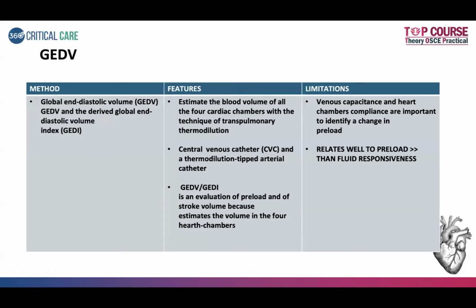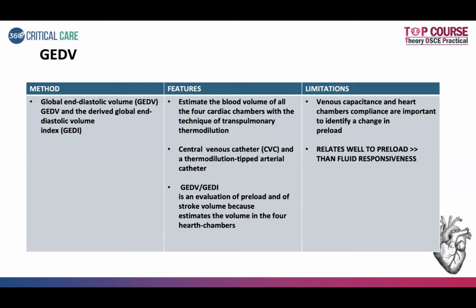As we know, for all the volume based indices we have to use echo, like the left ventricular end diastolic volume and right ventricular end diastolic volume, all that with the help of echo, or you can use PiCCO, whatever monitoring we had mentioned before. One of the volume based indices is the global end diastolic volume and the derived global end diastolic volume index. It estimates the blood volume of all the four chambers with the technique of transpulmonary thermodilution. So we need a central venous catheter and a tipped arterial catheter for this.